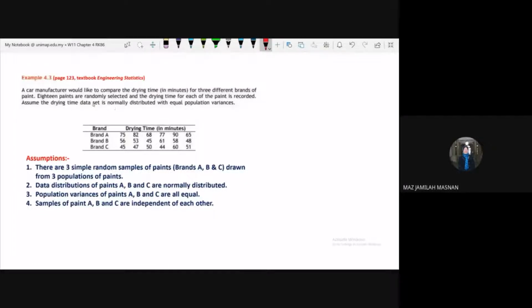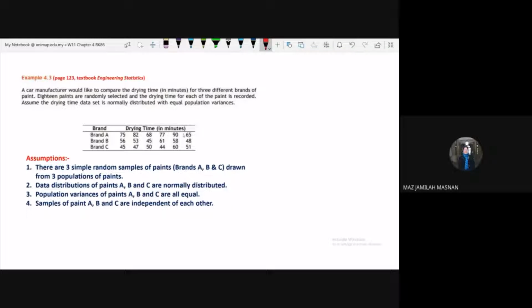Now we will go back to the example that we have on page 123. I'm not going to read the question again because we went through it in some detail last time. But what we do need to understand first are the assumptions of the particular populations that we have in our discussion.